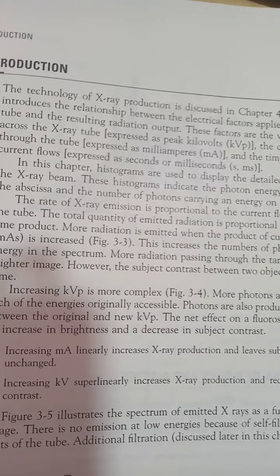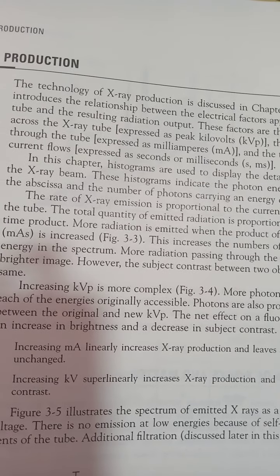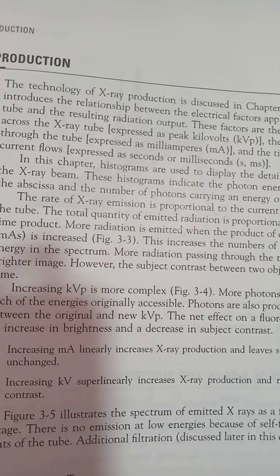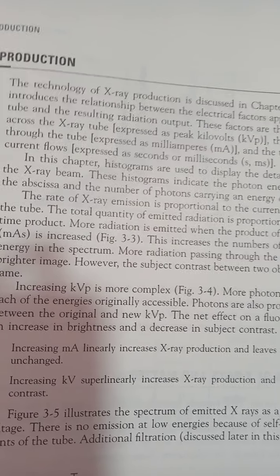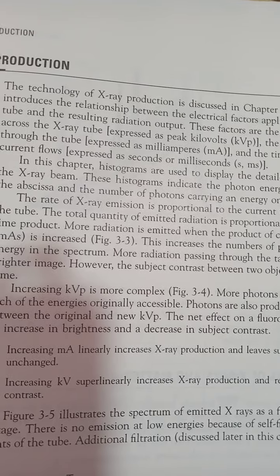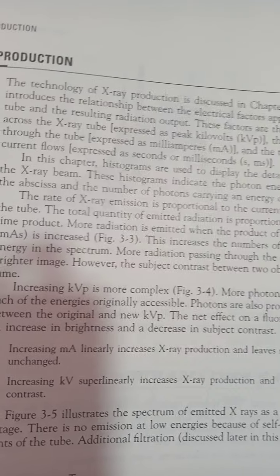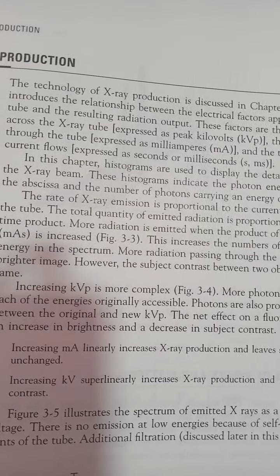And in this chapter, histograms are used to display the detailed properties of the X-ray beam, and the histograms indicate the photon energy in kilo electron volts on the abscissa, and the number of photons carrying an energy on the ordinate. The rate of X-ray emission is proportional to the current flowing through the tube.